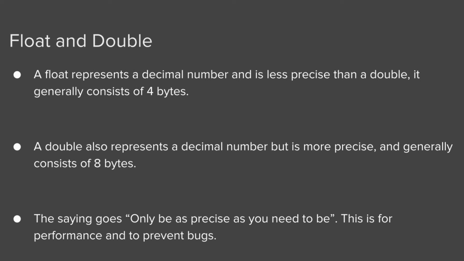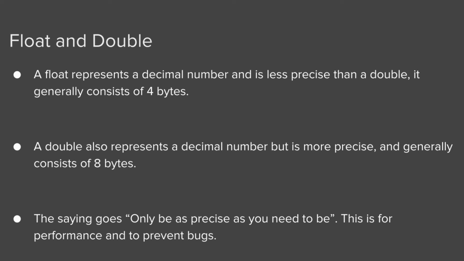So float and double, these are our last data types. These are for representing decimal numbers. So something like pi, for example, 3.14159, and then all the other crazy numbers. By the way, we will never be able to store the complete number of pi because it's infinitely long. Anyways, I just thought I'd throw that in there for no reason. So a float is less precise than a double, and it consists of 4 bytes. A double also represents a decimal number, but it is more precise because it can consist of 8 bytes.